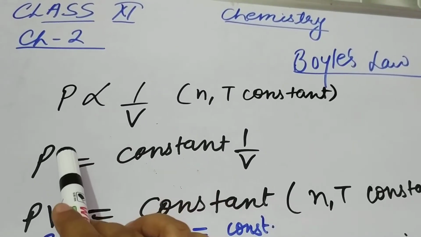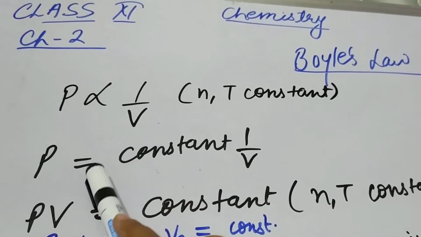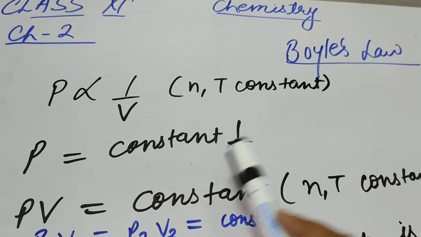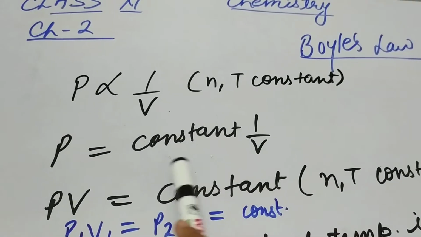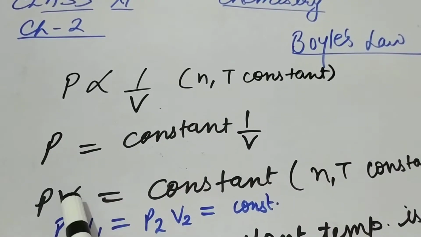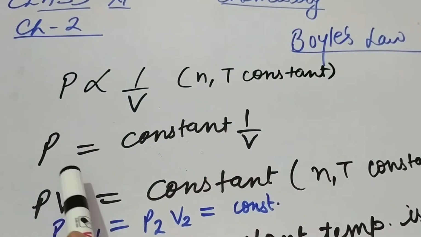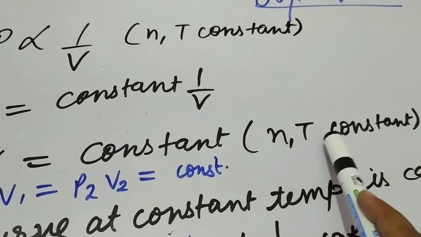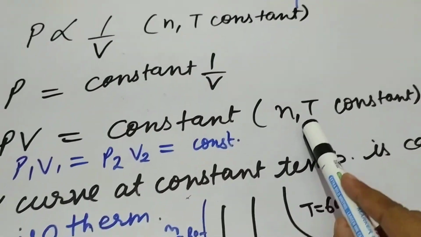Now, if you remove this proportionality sign, we'll get P equals a constant times 1 upon V. Again, we'll write here. And now in the next step, we'll cross multiply. Here you will get PV, that is the product of pressure and volume will remain constant, provided that the temperature and the amount of the gas is constant.